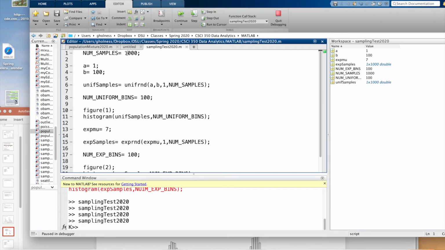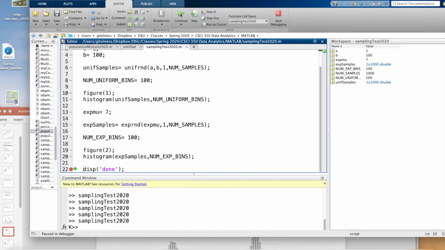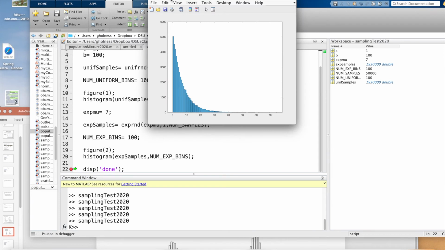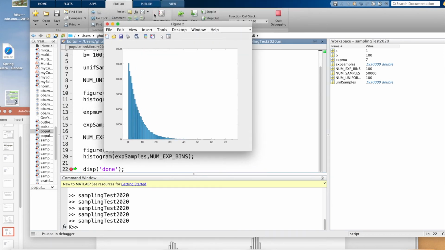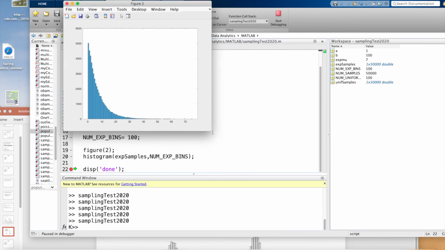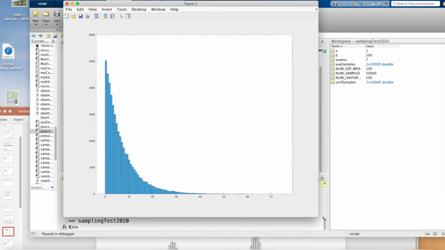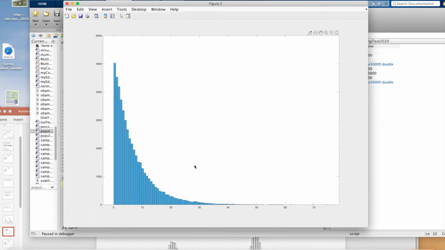So last thing, let's go to 50,000 samples like we had before, and we'll keep our 100 bins for the exponential, and we'll run that and see what we get. And look at that, it's perfect, right? And you notice it starts to really curve, right? It's not as jagged, in that stair step kind of look. You can see that as you go out to the right, the tails continue to decay and look like they go to zero, right? And so this is another demonstration.